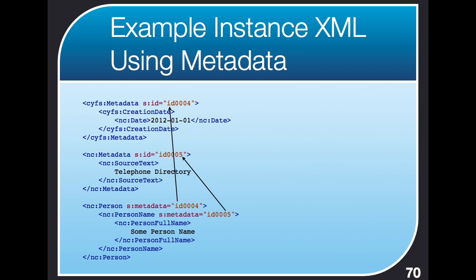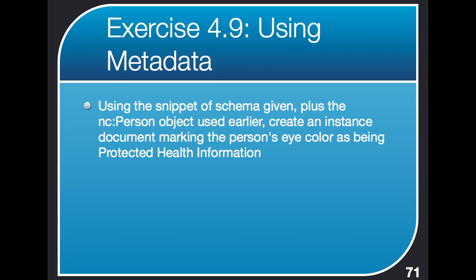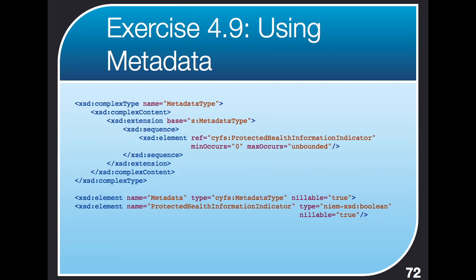It's talking about information about the information itself as information, and not about the real world objects that the information is representing. So let's do a quick exercise using metadata. Using the snippet of schema I'm going to give you on the next slide, plus that person object we've been using all along in our exercises, create an instance document marking the person's eye color as being protected health information. I know eye color probably isn't, but for the sake of the exercise, mark the eye color as being protected health information. Here's the little bit of schema that you need in order to do this.